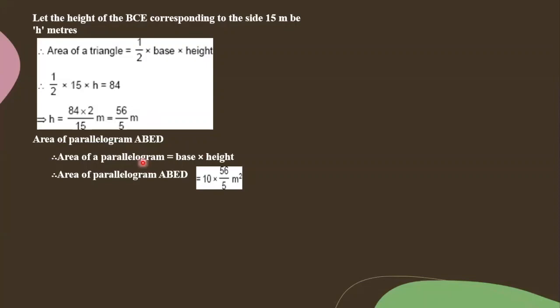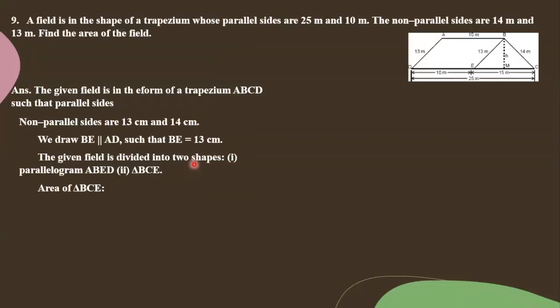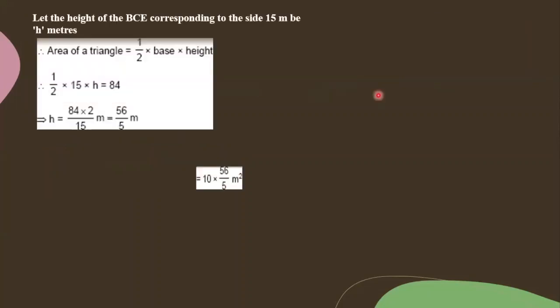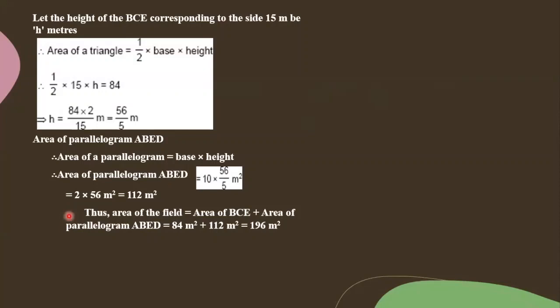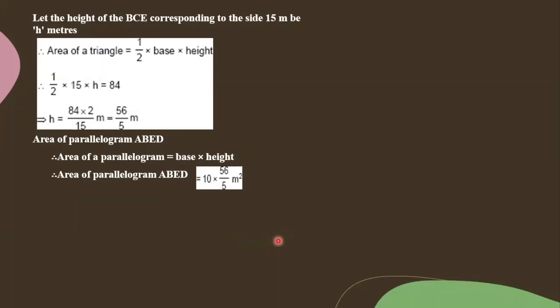Next, area of parallelogram. Here I have taken the parallelogram separately because the height of the triangle I got is 56 by 5. The area of parallelogram is base into height. Taking base value as 10, the height of this parallelogram is the same as the triangle's height, 56 by 5. So base 10 into height 56 by 5 gives 112 meter square. You add both, and you get 196 meter square. Does anyone have doubt in this one? No, ma'am.